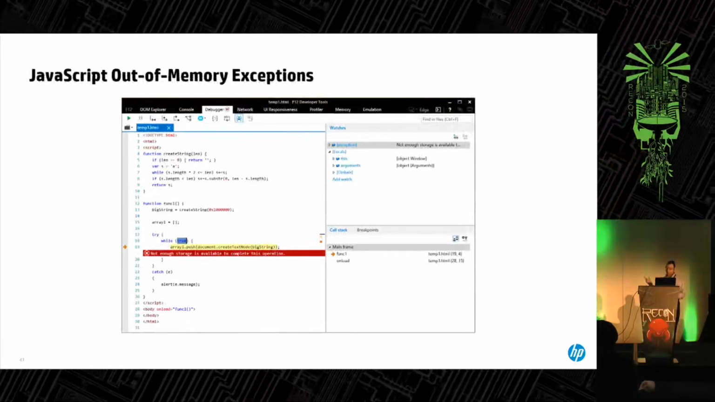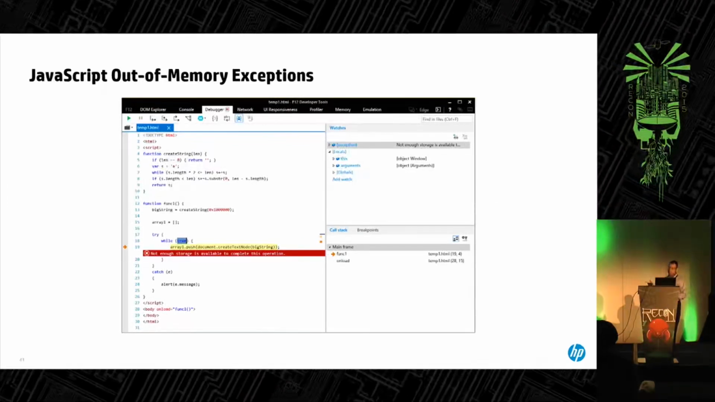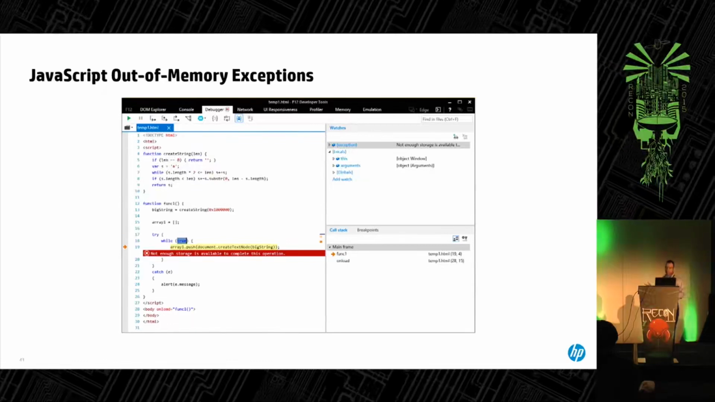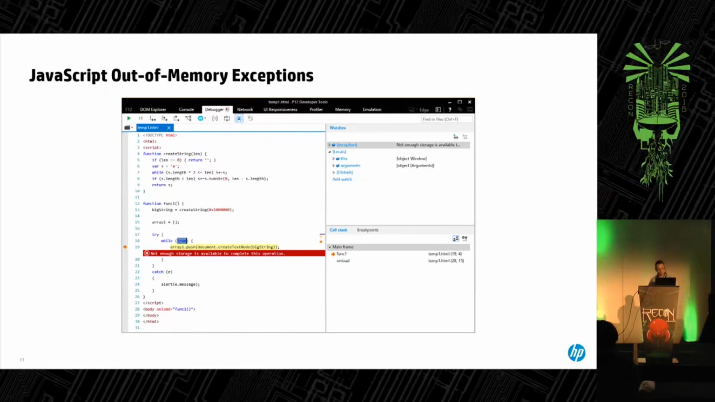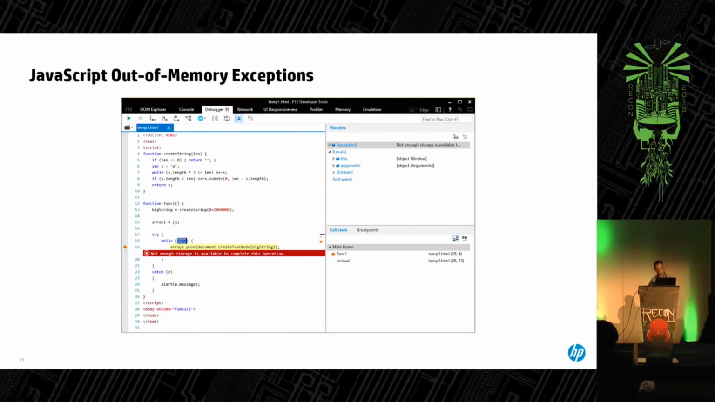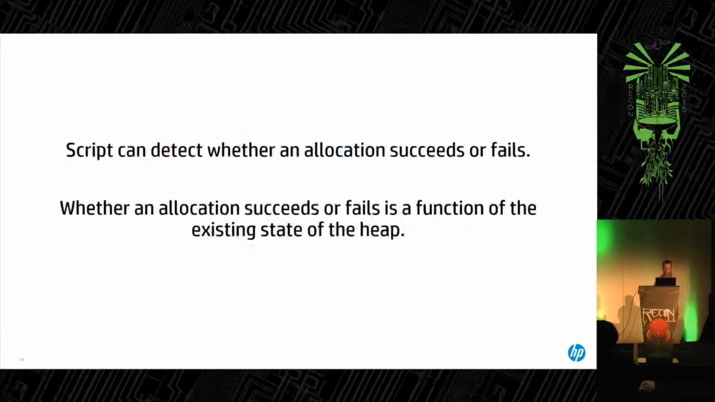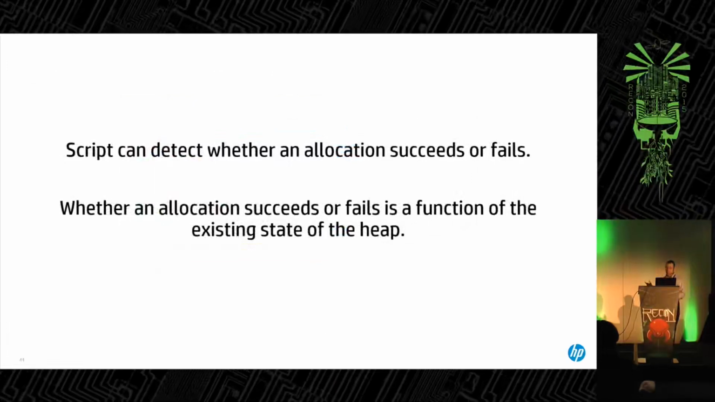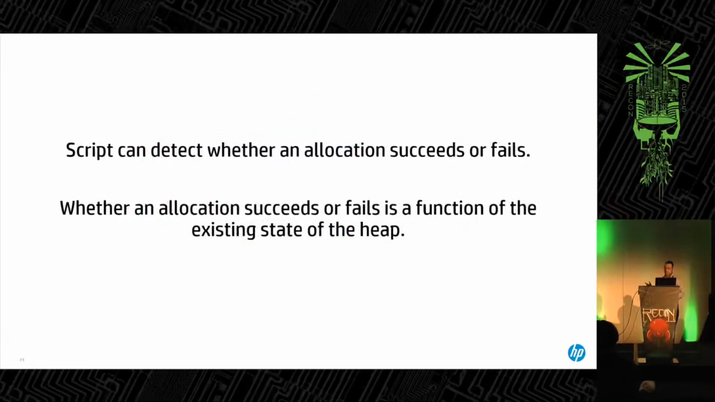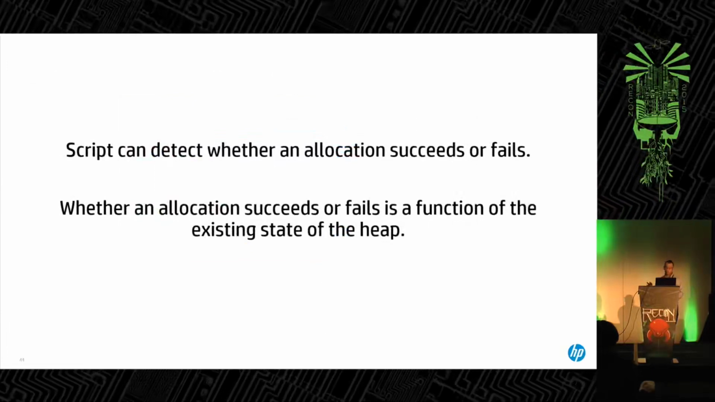Here we have a way for an attacker's script to detect whether an allocation was a success or a failure. All it needs to do is check for the exception. And here's the crucial insight. Script can detect whether an allocation succeeds or fails, and whether it succeeds or fails is a function of the existing state of the heap.